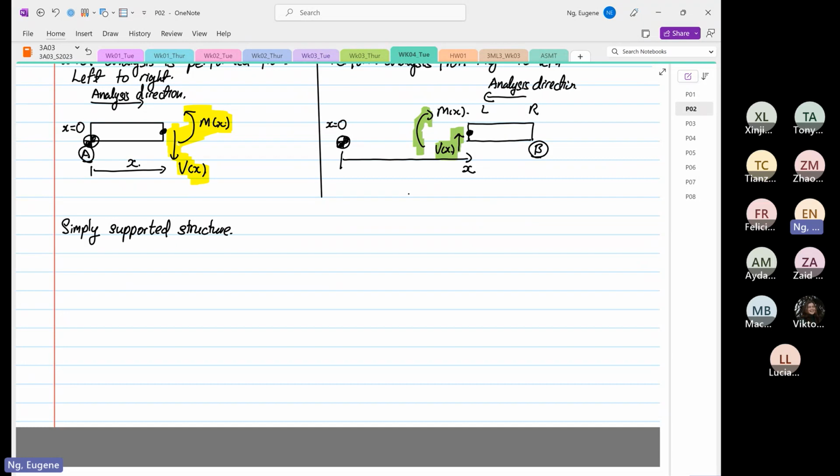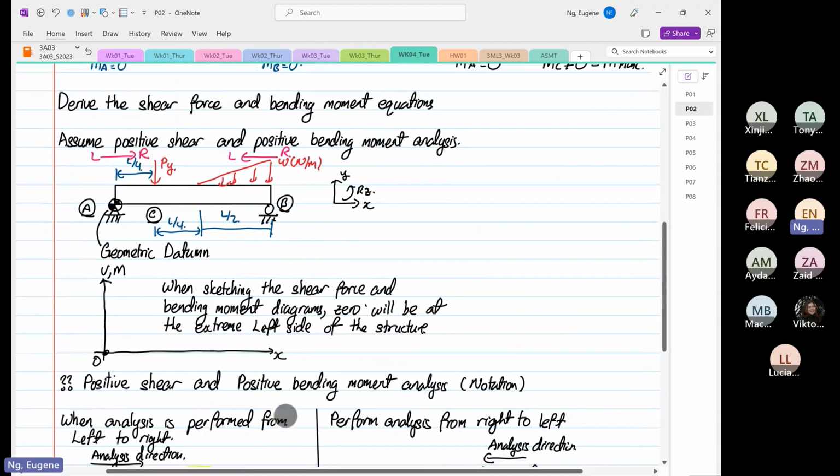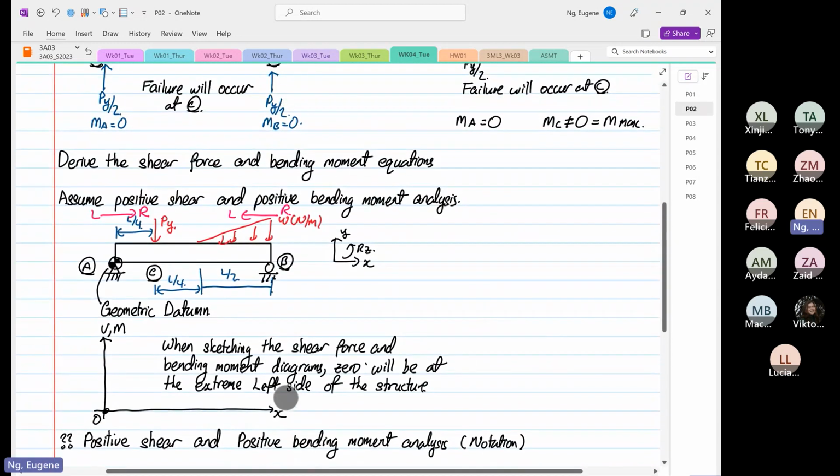So we are going to analyze between point A to point C. This equation will only be valid for 0 ≤ x ≤ L/2. These are the operating limits, okay? So if you were to recall, this over here will have what? Will have Py over 2.